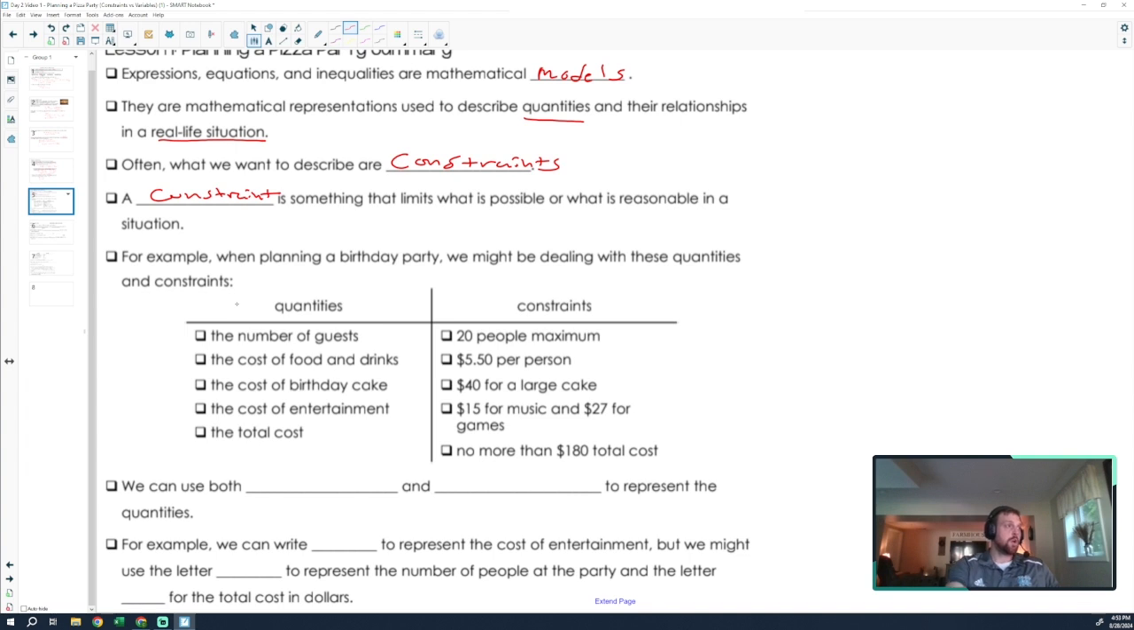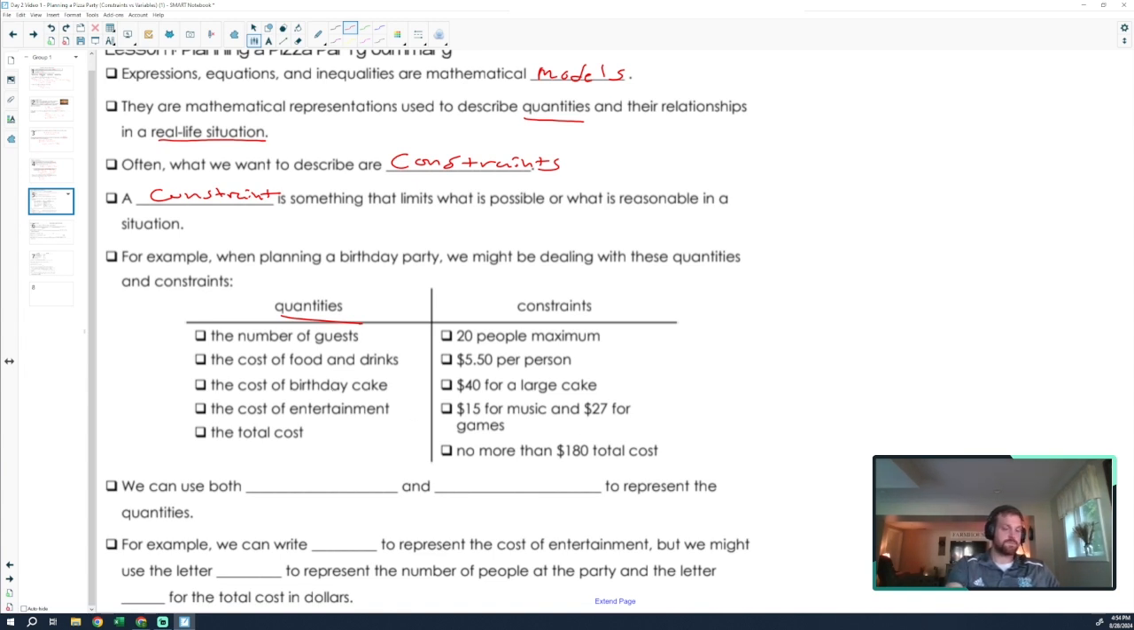For example, when planning a birthday party, we might be dealing with these quantities and constraints. So these would be quantities: the number of guests, the cost of food and drinks, the cost of birthday cakes. These are things that can change, right? We don't know how many guests we're going to have. We don't know what the costs are going to be. These are quantities. These are variables. And then our constraints could be that for our number of guests, we can't go more than 20 people. It has to be $5.50 per person. $40 for a large cake. You get the idea.